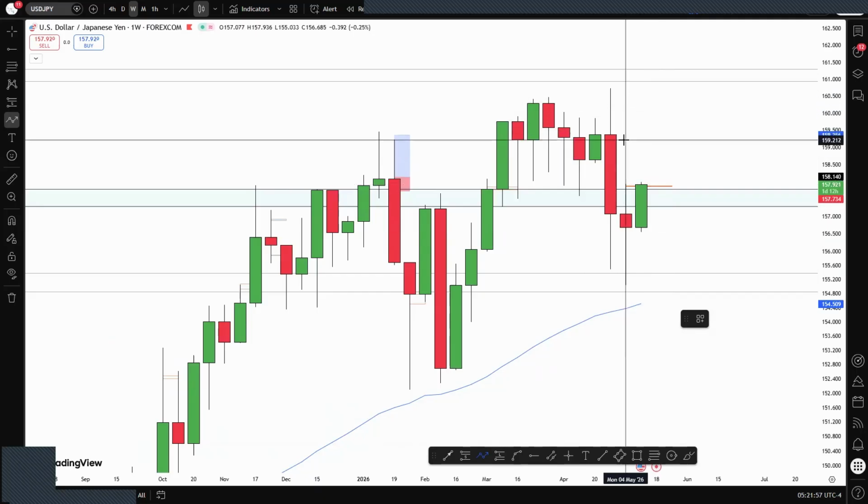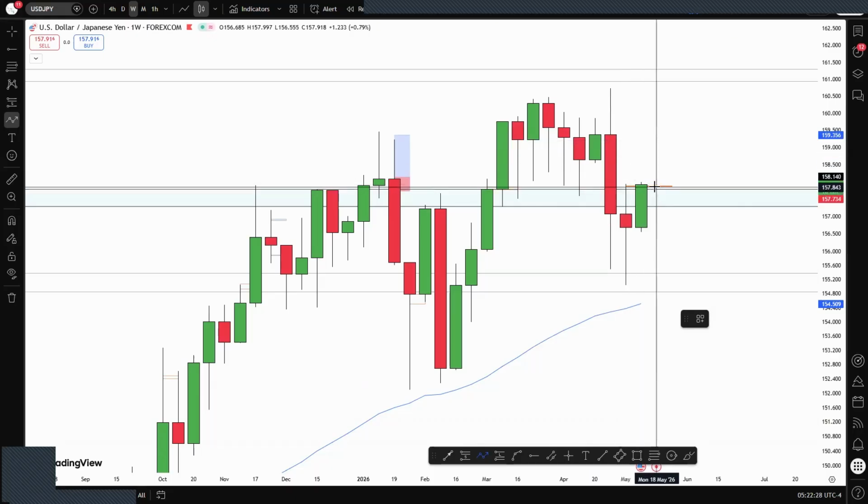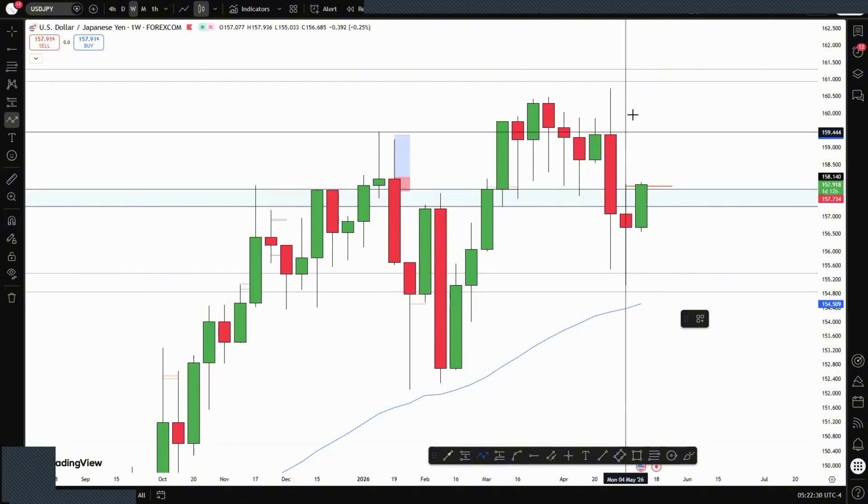As long as we don't have the Bank of Japan or the yen experiencing any fundamental news or any interference, I don't know. But as long as we don't get anything tampered on the Japanese yen, and the US dollar maintains its strength, we'll have a very nice push up to this level.